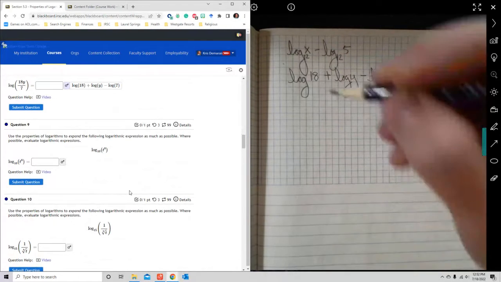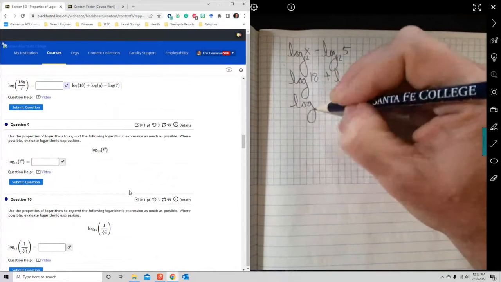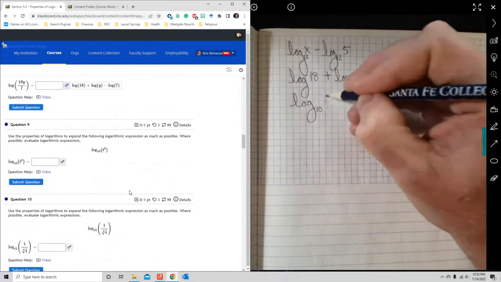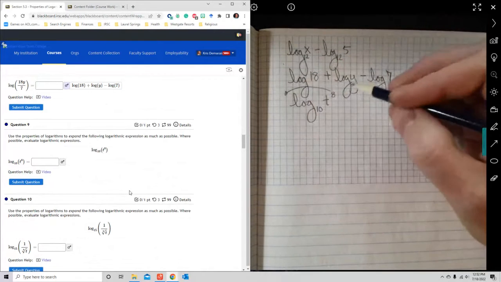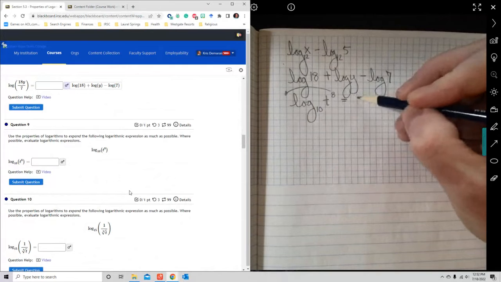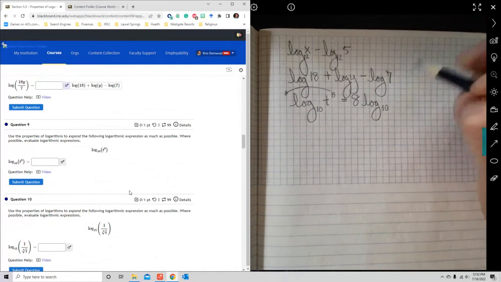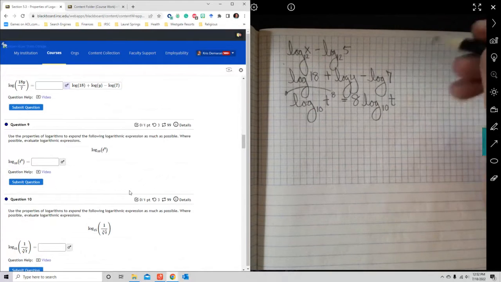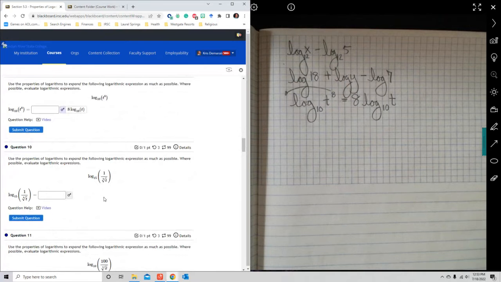So now we get into what's called the power rule. Anytime you're dealing with a power, what we have to do is drop the power first before moving forward. So it comes and moves to the front. And that leaves us with 8 log base 10 of t, or simply just 8 log t. All right, that's called the power rule. And you can do that at will.